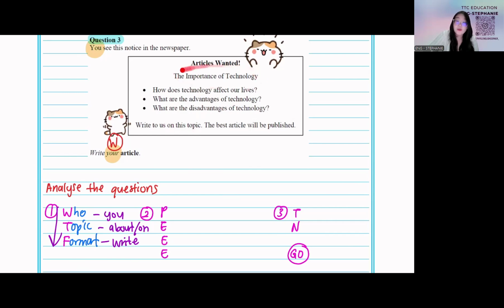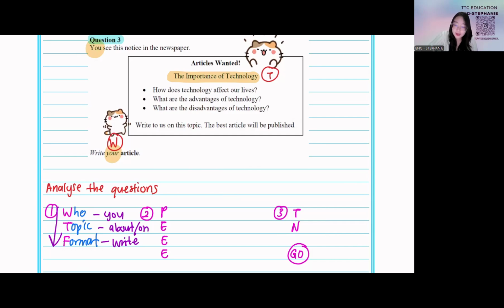What topic? Actually, for articles, it's pretty easy as well. It's just below the articles wanted line. So the importance of technology is your topic, okay? And since the importance of technology is important to everyone, you just have to write based on a teenager's perspective. Unless you are aiming to talk about something related more towards academic studies, learning stuff, then you can also use the choice of word like students.